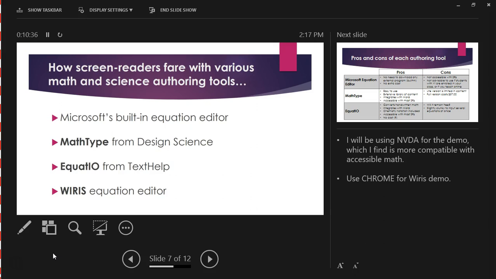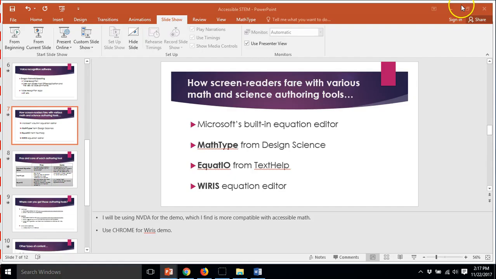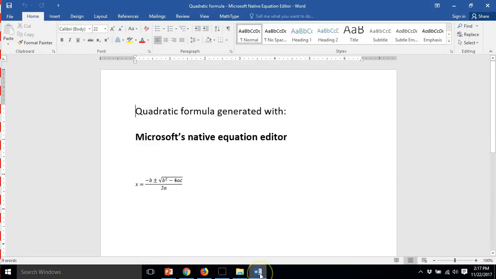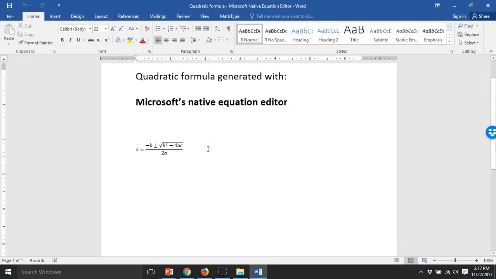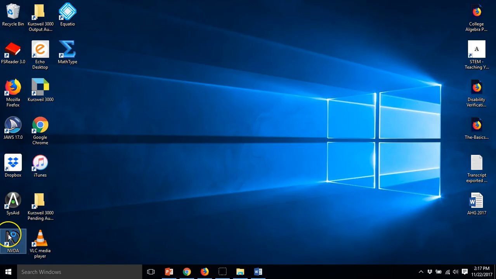If you use Microsoft Equation Editor and then save it as a PDF, it's still not going to be accessible because it wasn't created with an accessible authoring tool. So let me show you right now what Microsoft's equation editor sounds like. I'm going to go into a demo document. I've made several documents, and each one of them has the quadratic formula on it, and you'll see how each one reads. So let me turn on my screen reader.